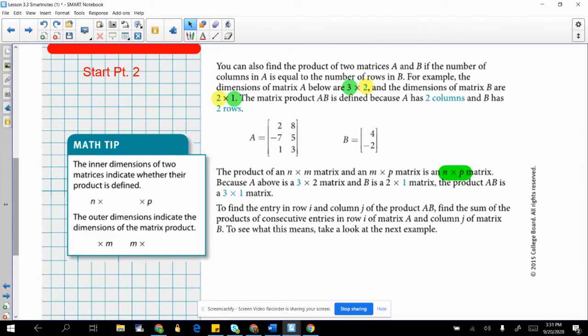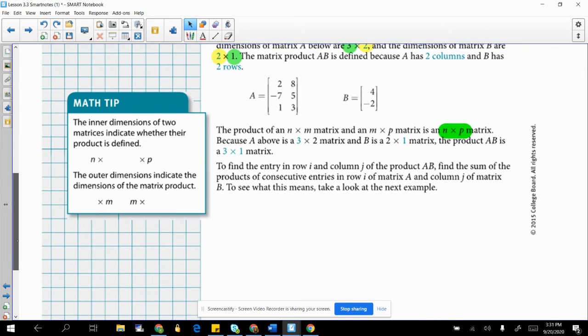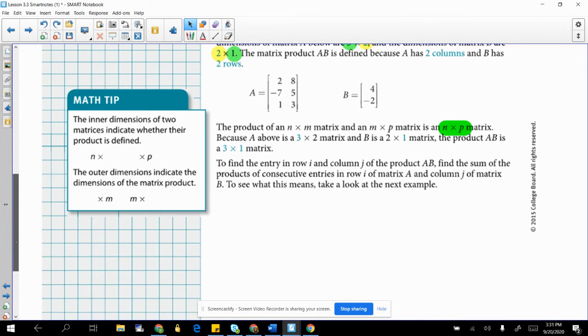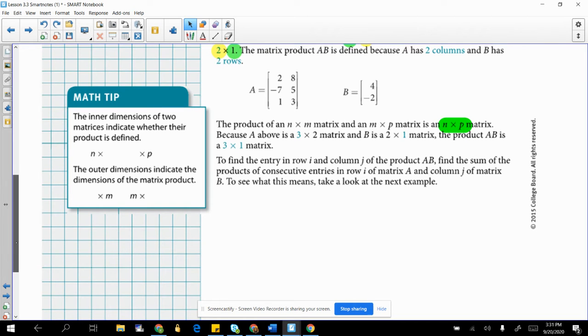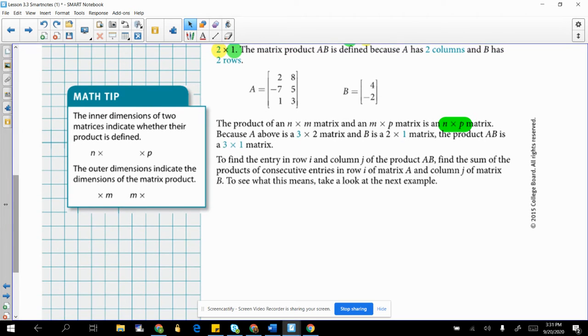All right, so it says here on page 44 that you can also find the product of two matrices A and B if the number of columns in A is equal to the number of rows in B. For example, dimensions of matrix A below are 3 by 2, and dimensions of matrix B are 2 by 1. The matrix product AB is defined because A has 2 columns and B has 2 rows. Okay, so let's just talk a little bit more about that.